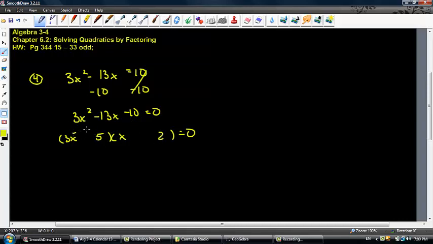Let's take a look if this works. I got a 6, I've got a 5. 6 and 5 can in no way get me to negative 13, so let's see if we can switch the order. If I put a 2 here and a 5 here, I now have 15 and 2, which can somehow get me to negative 13 as long as 15 was negative and 2 was positive. Therefore, x equals negative 2/3 and 5.